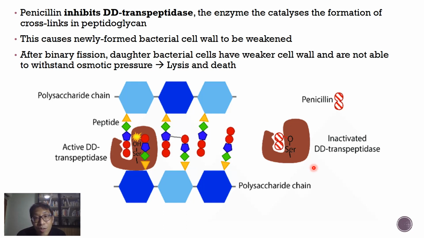So penicillin really affects the daughter bacterial cells after binary fission, because the daughter cells have the new, weaker cell wall. The daughter cells with the weaker cell walls would lyse and die under the osmotic pressure. Water will enter the cell, and these cell walls are not strong enough to prevent bursting of the cell. So the cells burst and lyse, and therefore the daughter bacterial cells die. That's how penicillin causes the death of bacteria.